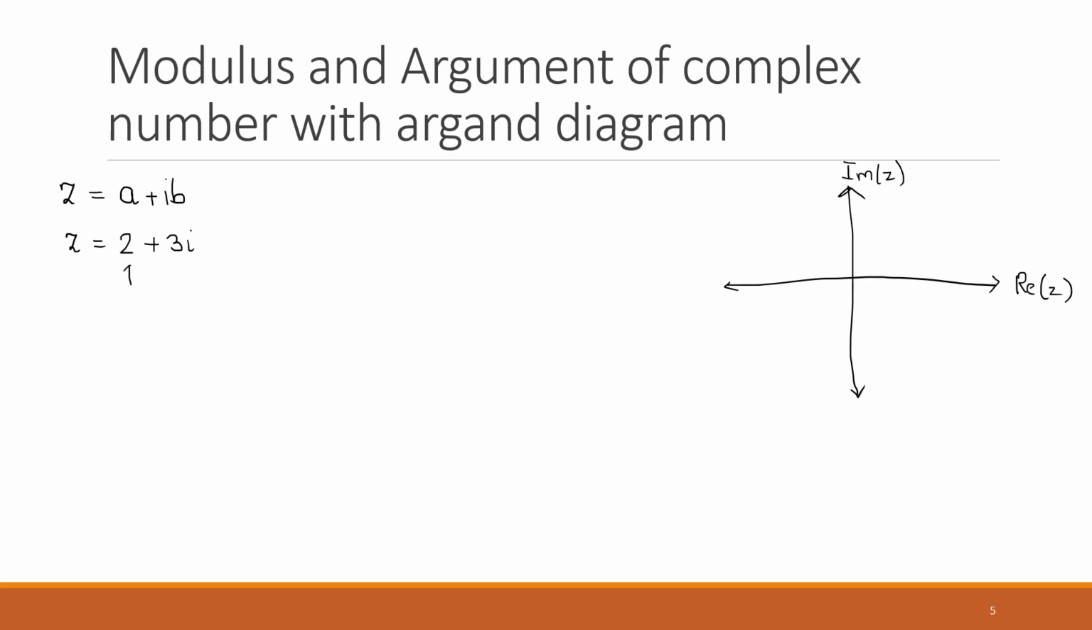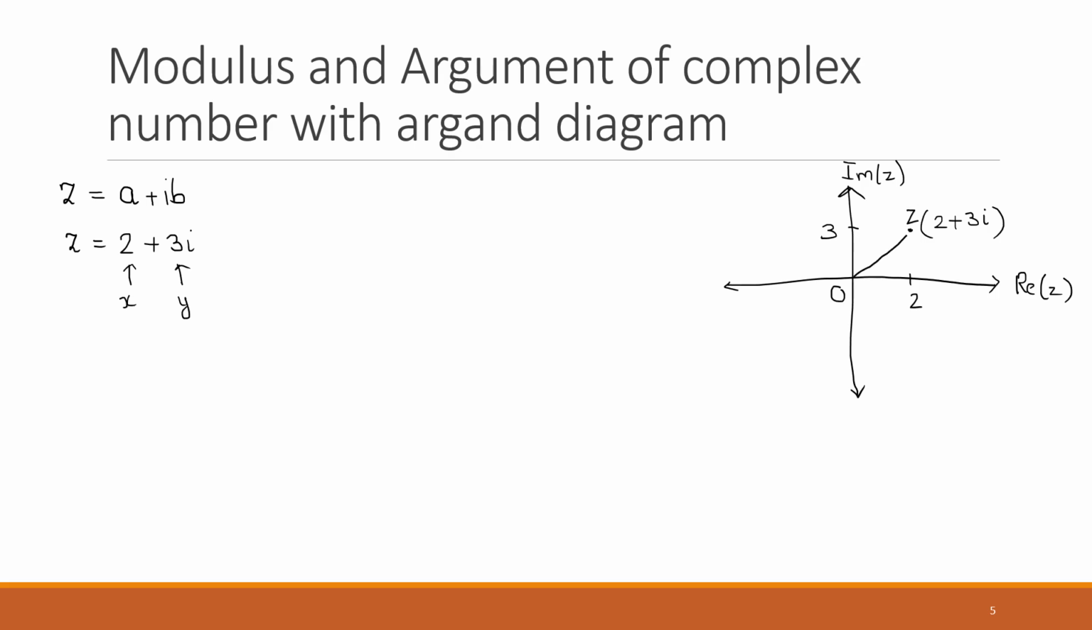That means this 2 becomes my x coordinate, and this 3 becomes my y coordinate. So if I want to represent the complex number 2 plus 3i on the Cartesian plane, suppose this is 2 and this is 3. So 2 plus 3i will come here. This will be my complex number 2 plus 3i. Let us say O, and let us say Z.